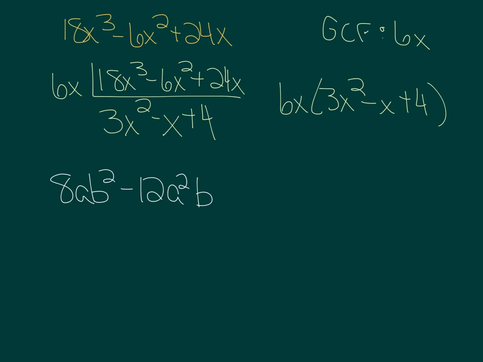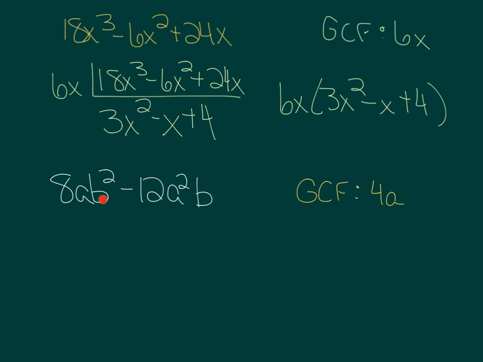What if we've got more than one variable? You take it one part at a time. First you look at your numbers, 8 and 12. What's the greatest number that is a factor of 8 and 12? That would be 4. Then you look at a. Is a common to both terms? Yes. The smallest exponent is the first, so I'm going to use 4a.